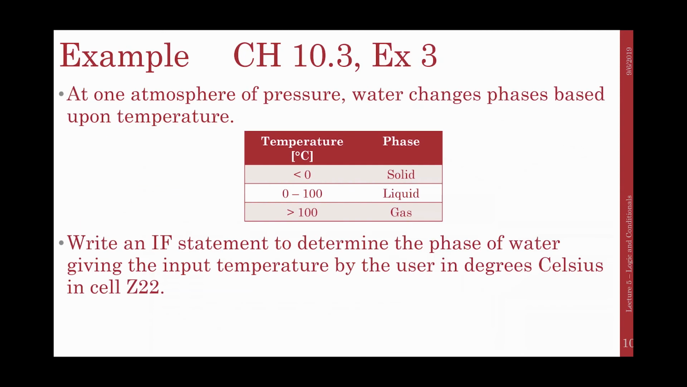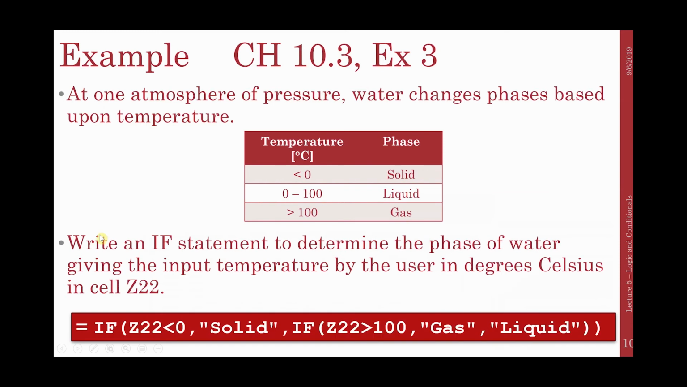So let's look at a way to do this. We want to figure out the phase of our water. If it's less than 0, we want solid. If it's between 0 and 100, we want liquid. And if it's greater than 100, we want gas. So we're going to write an if statement to determine this, given the input in cell Z22. And since we have 3 outcomes, we're going to need nested if statements.